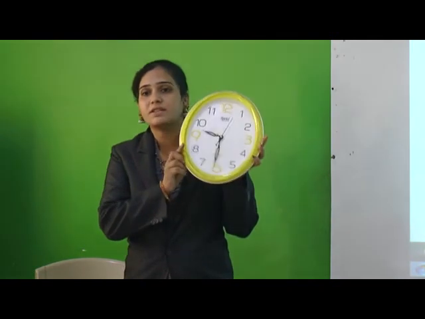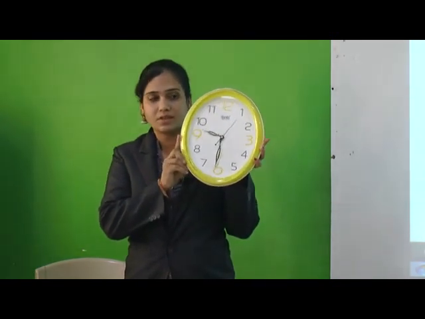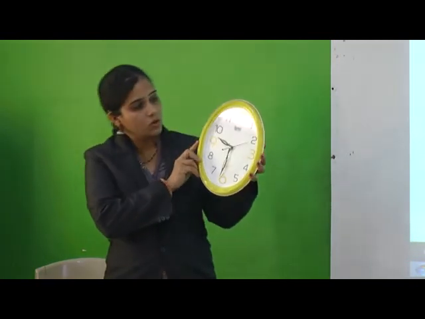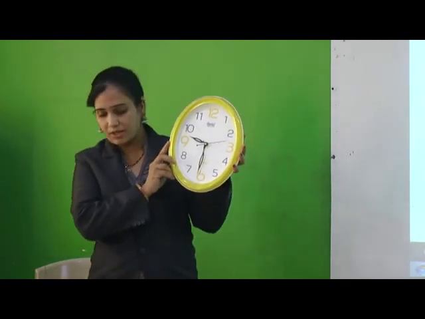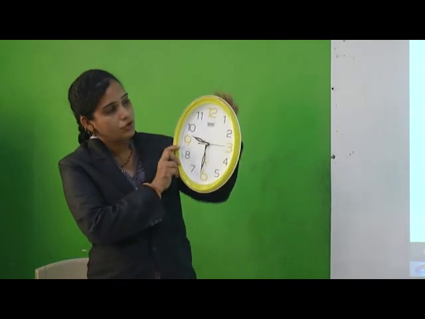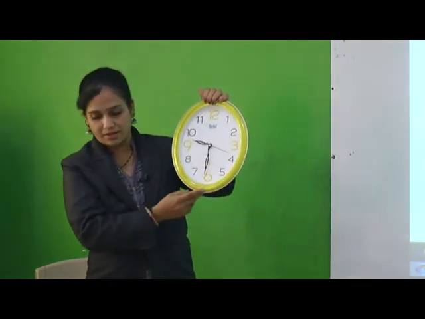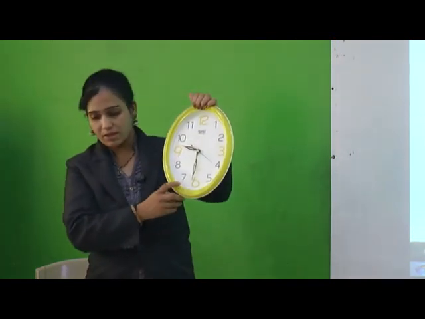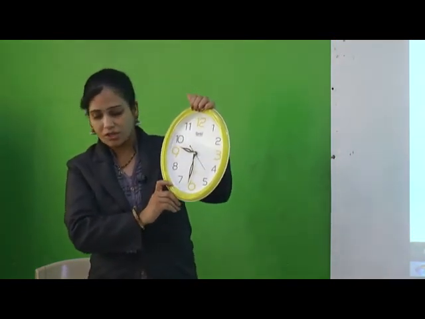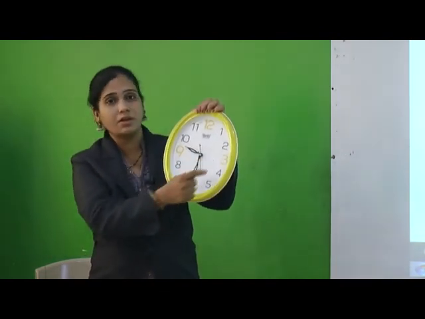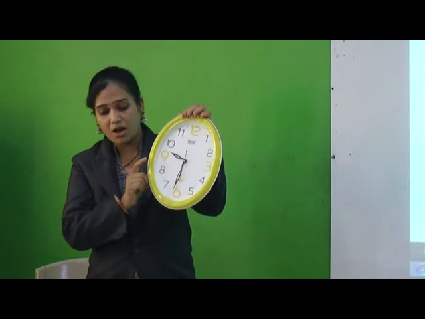Now students, see, what is this? Yes, this is a clock. Very good. So students, look at this clock. What do you see here? You will see 12 numbers. The 12 numbers on the face of a clock, each number tells us time in hours.